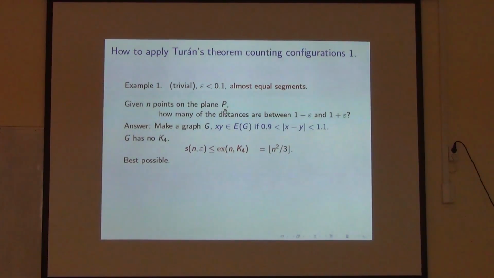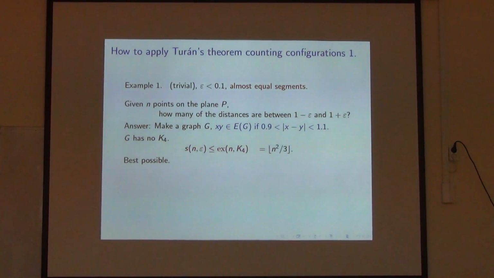Given n points, we just count how many segments have distance about 1. Distance between 1 minus epsilon and 1 plus epsilon. The solution here is almost trivial using Turán's theory, because given the point set and given the epsilon, which is small, we construct a graph. Those are the pairs where the distance is about 1. And we just consider the graph after that.